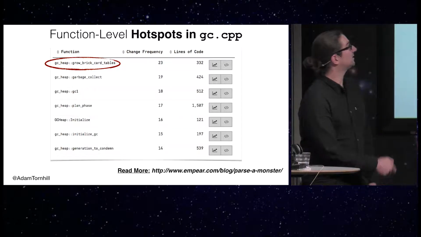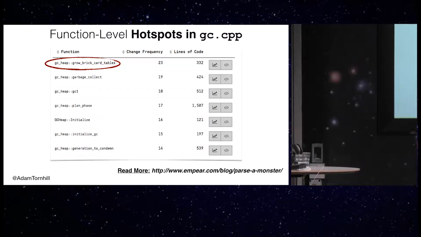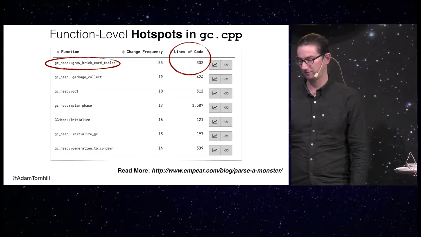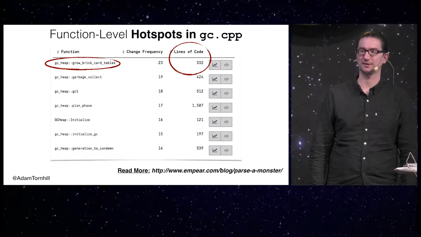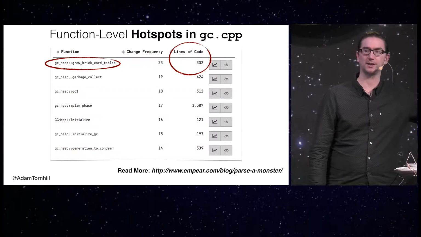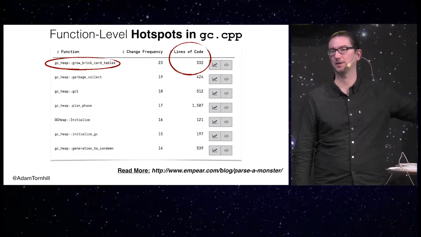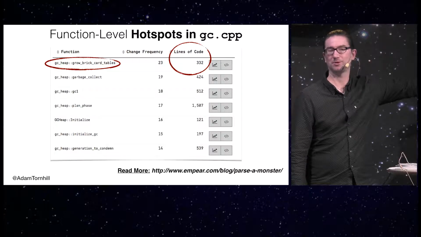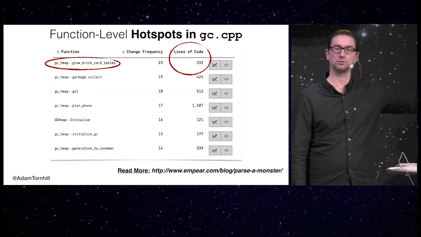We can see that inside gc.cpp, our number one hotspot on a function level is something called grow brick card tables. And we see that it's a pretty big function, 332 lines of code. So that's kind of a lot for a single function, isn't it? But it's much less than 37,000 lines of code, which was the size of the total file. And it's definitely less than 4 million lines of code, which was the size of the total code base. So even more important, we are now on a level where we can actually act upon this information and do a focused refactoring based on how we, as an organization, actually work with the code.